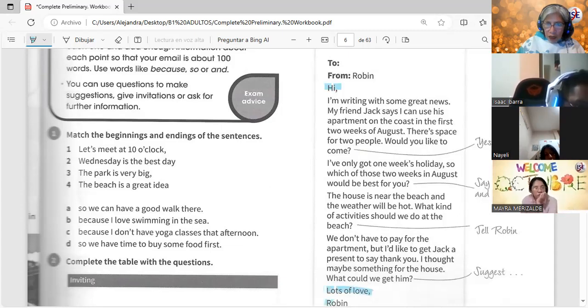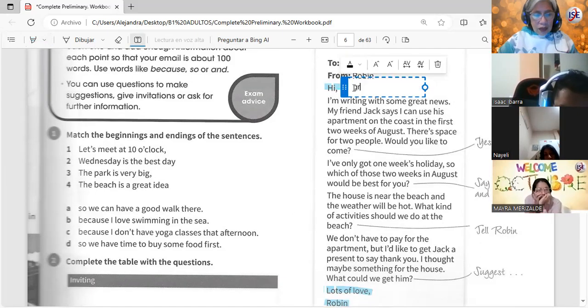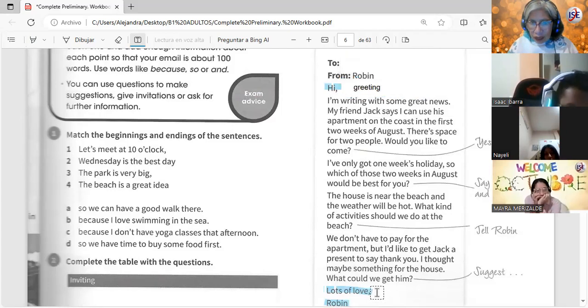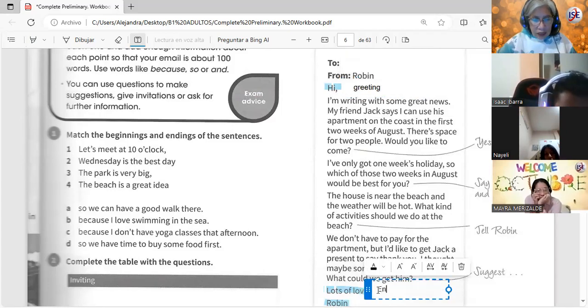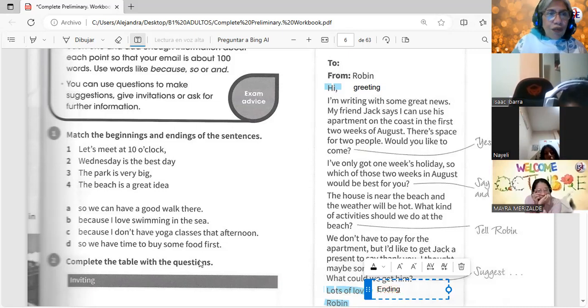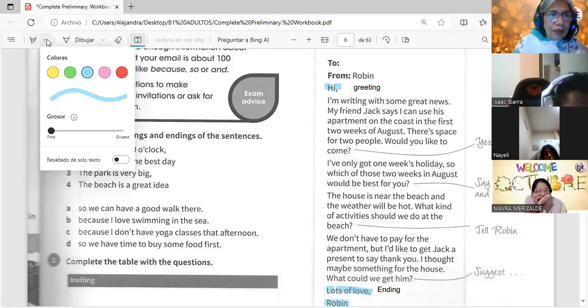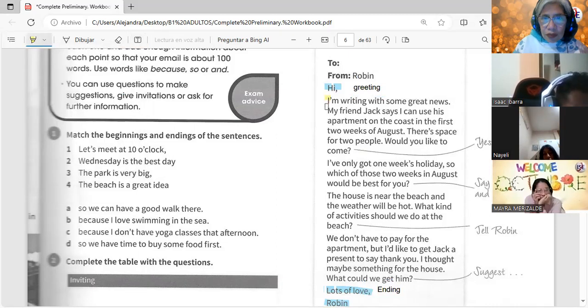What you also have: greeting, el saludo, and the ending, la despedida. All emails must have a greeting and an ending. First paragraph: why you write the email.